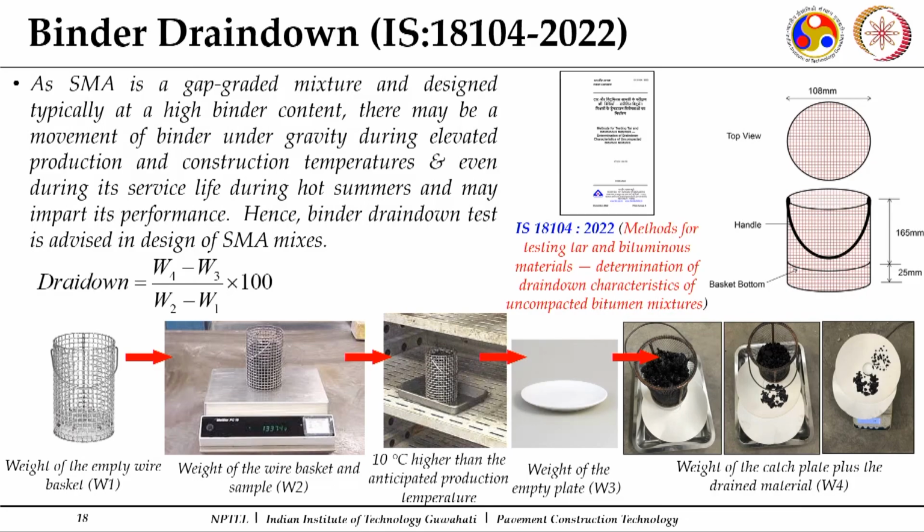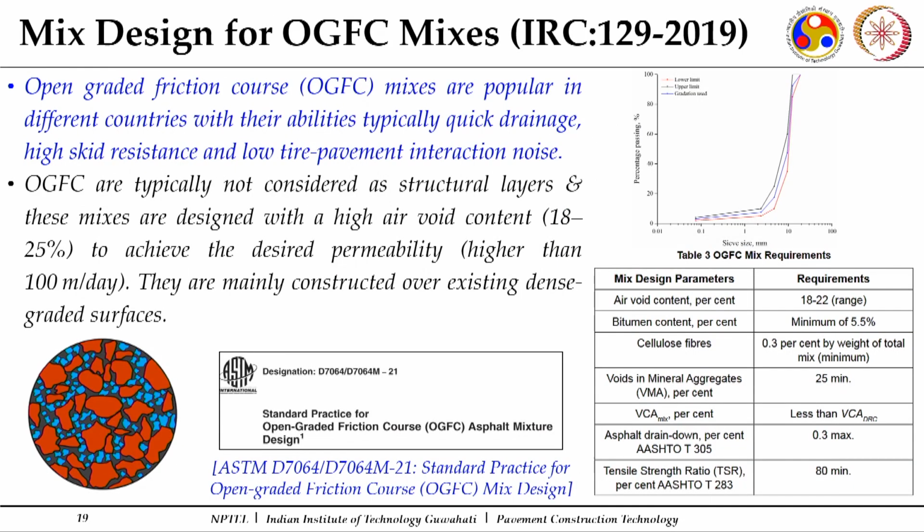and this is subjected to this wire mesh basket, and it is kept in an oven. So for the prepared mix, whatever binder is lost through this particular sieve is collected down, and we see that this should not be more than 0.3%. So the binder drain down is restricted, and this is IS 18104. So this is to ensure that there is no loss of binder during the production and construction especially. So this binder drain down test is done.